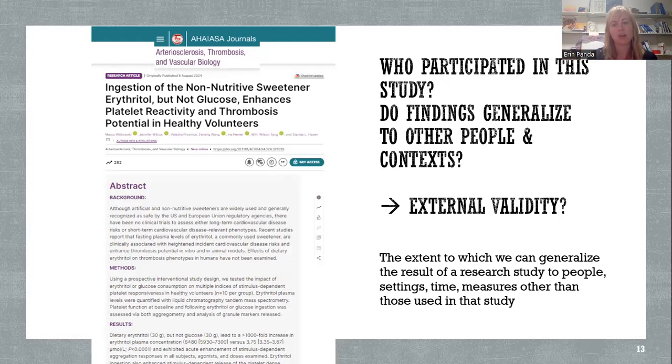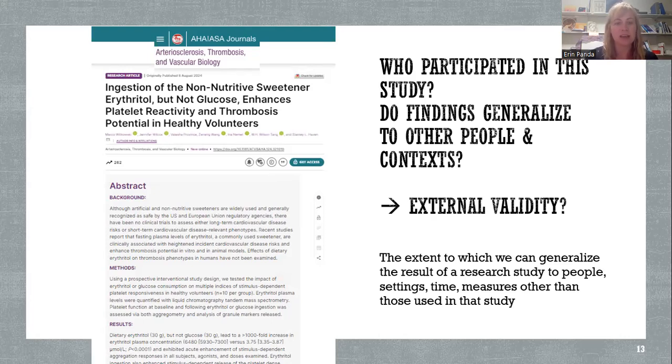We're going to come to call this the external validity of a study. In this case, the study was done with healthy volunteers. So we can probably conclude that the results are going to generalize to other people, other healthy people. However, it's unknown whether the results are also going to generalize to people who maybe have diabetes or who already have a heart condition. It really points to the need for future studies to look at these more vulnerable populations.